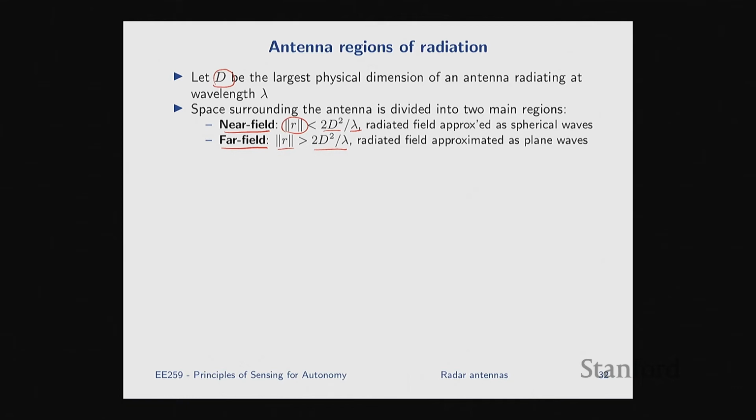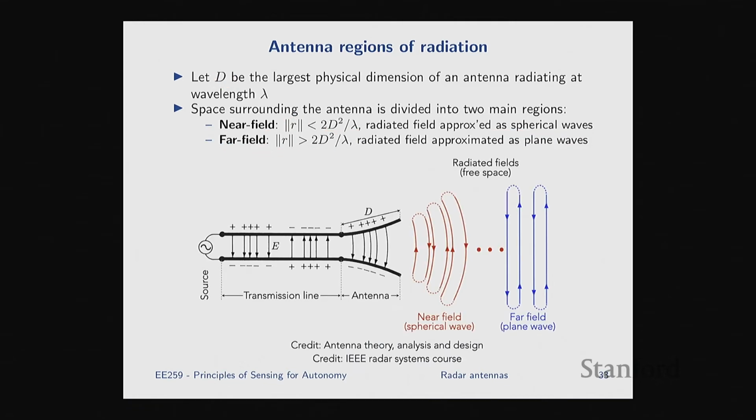What is the difference? Why do we care? When you're in the near field, the radiated field is approximated as spherical waves. And when you get to the far field, you can approximate your radiated field as plane waves. Graphically, this is what it looks like. You have some source feeding a transmission line, like a coax cable, and then it's feeding an antenna, in this case something like a horn antenna. Your electric field is contained inside the transmission line, and then it gets coupled to the antenna. These arrows are the electric field lines, in a 2D cross section. When it gets to the aperture opening of the antenna, fields start to radiate out.